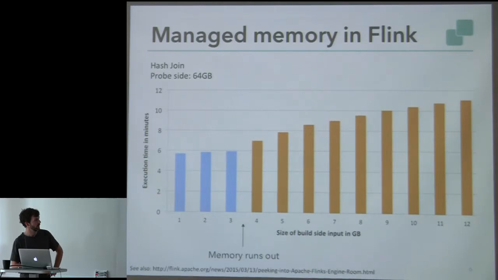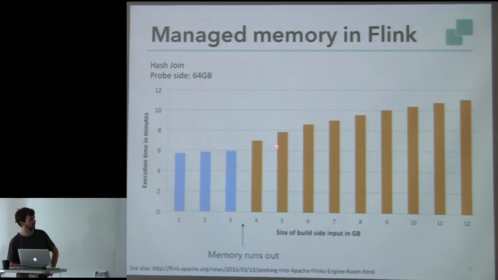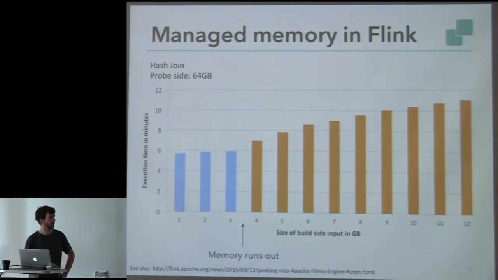We can see here that when we increase the amount of data for the build side, at some point, this was on Google Compute Engine, we ran out of managed memory. And so, of course, the performance degrades, but we can still run the join and don't run out of memory.